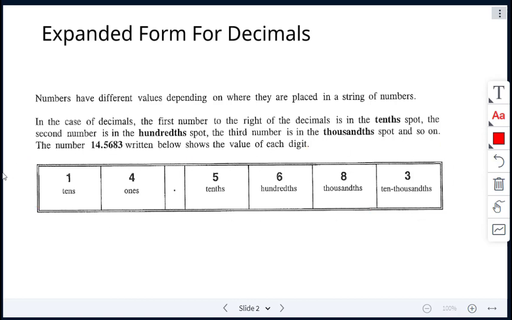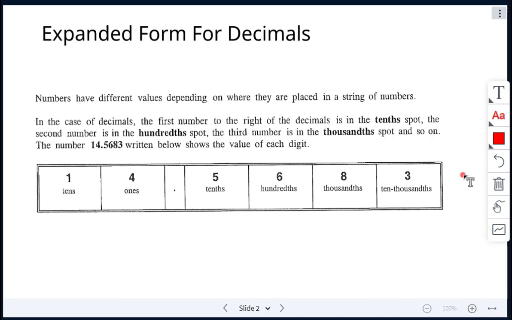So in the case of decimals, here we have our decimal. The first number to the right is the tenths spot. The second number is the hundredths spot. Third number is the thousandths spot. And then that will continue. We'll have the 10,000ths spot, and then the 100,000ths spot, and then it'll go into the millionths spot, and so on. It'll keep going.